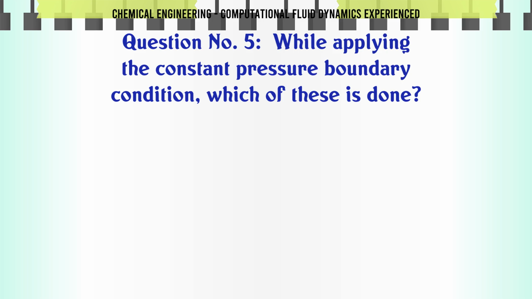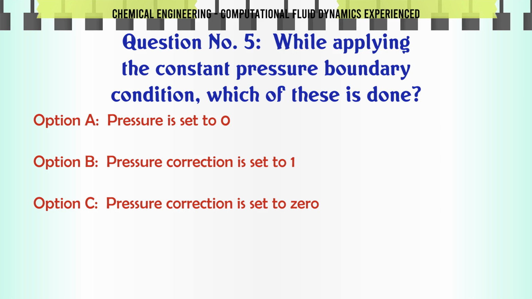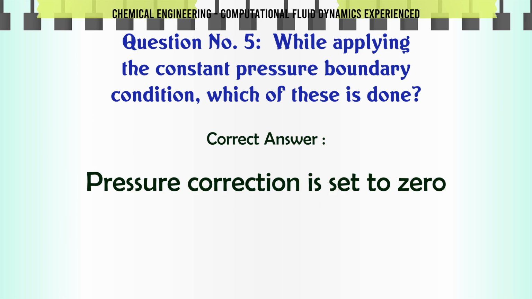While applying the constant pressure boundary condition, which of these is done? A. Pressure is set to 0. B. Pressure correction is set to 1. C. Pressure correction is set to 0. D. Pressure is set to 1. The correct answer is pressure correction is set to 0.